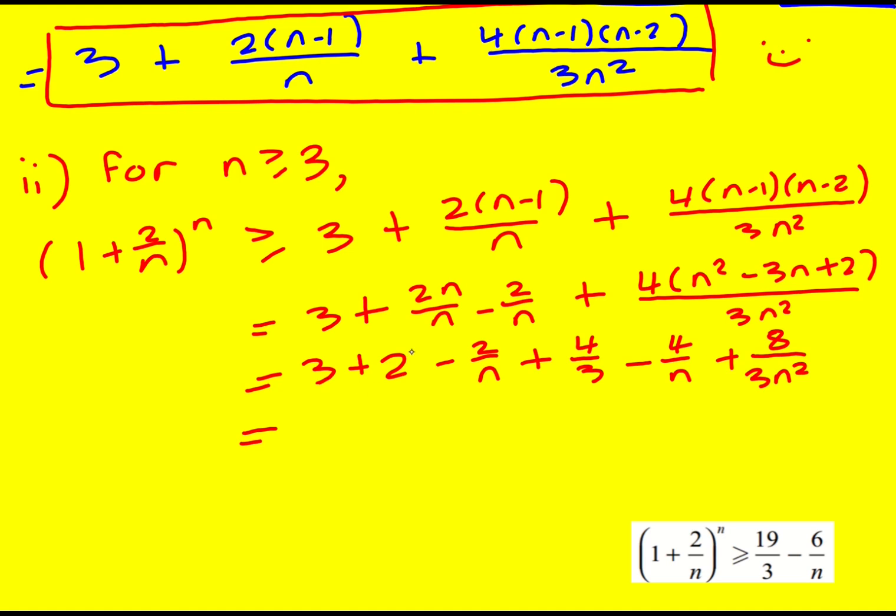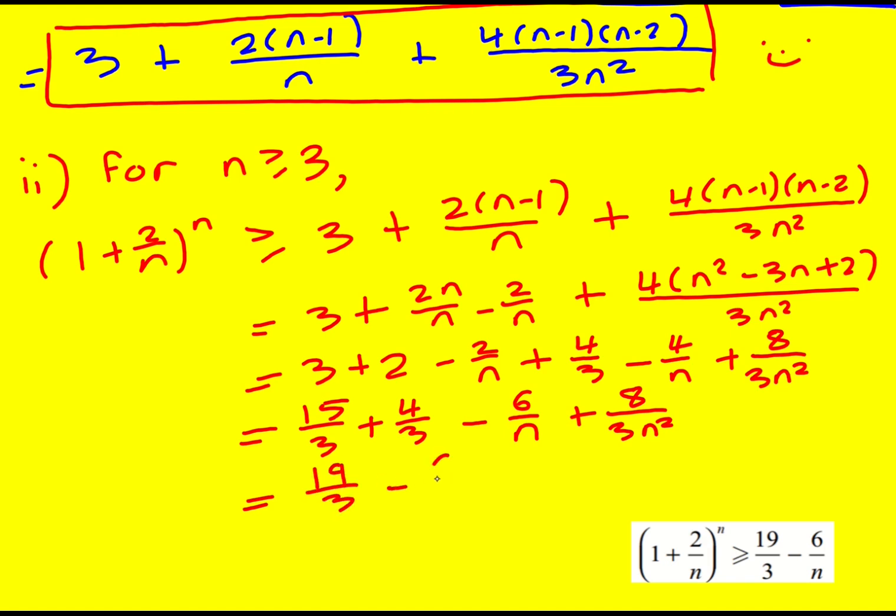So this is 5, which becomes 15 over 3. And then I'm adding on 4 over 3 in a minute. And then I'm minusing 2 over n minus 4 over n. That becomes minus 6 over n plus 8 over 3n squared, which equals 19 over 3. We're getting there, minus 6 over n plus 8 over 3n squared.